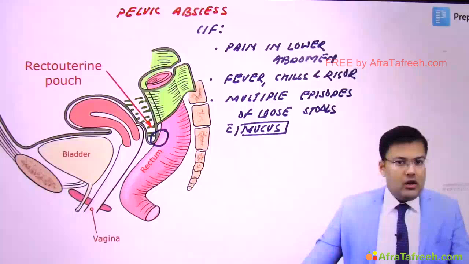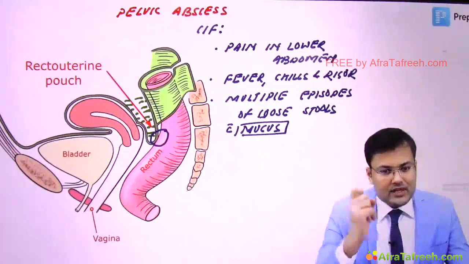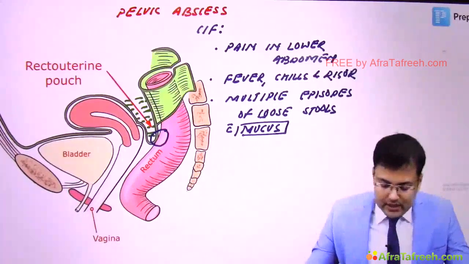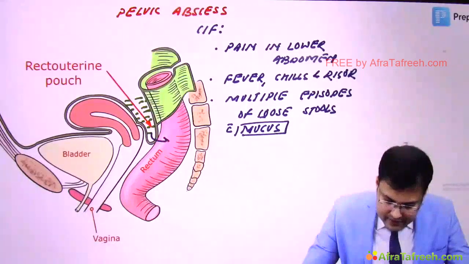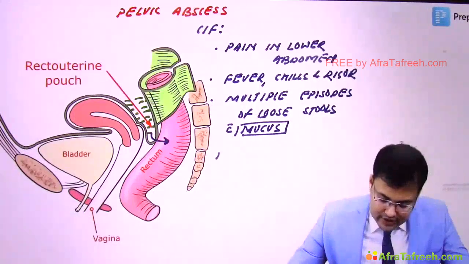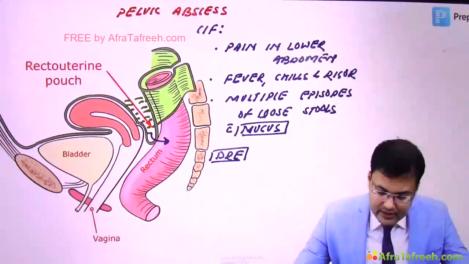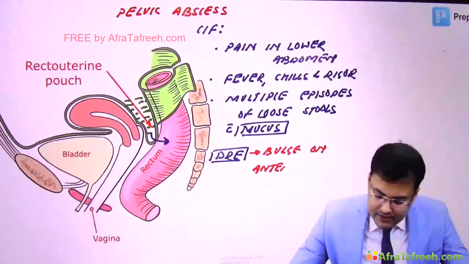Clear? Now, whenever we are going to perform the examination, if I'm going to perform the digital rectal examination, I'm going to notice the bulge. So where is the bulge? Yes, you can notice the bulge on the anterior wall of rectum. Clear? So on digital rectal examination, there is bulge on anterior wall of rectum. Simple.